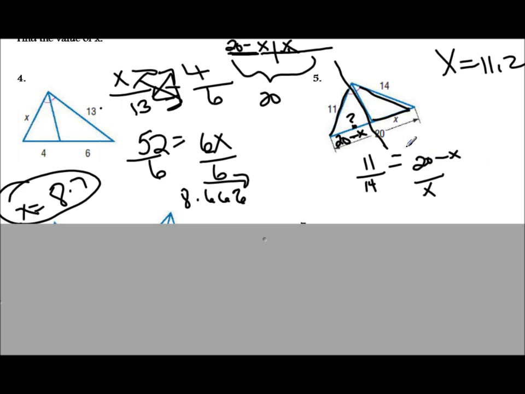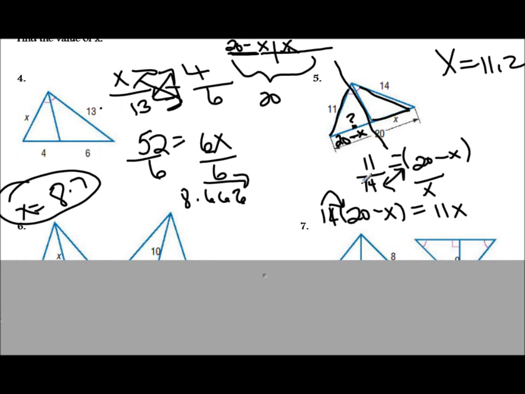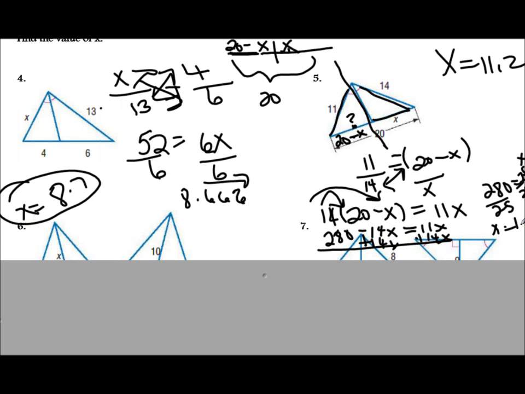20 minus x. Now remember, when you're cross multiplying, to put that 20 minus x in parentheses. It reminds us to distribute. 14 times 20 minus x equals 11 times x. 14 times 20 is going to be 280 minus 14 times x, which is just 14x, and that equals 11x. I'm going to add 14x to both sides. So I get, coming over here, 280 equals 25x, and divide both sides by 25. I get x is 11.2.